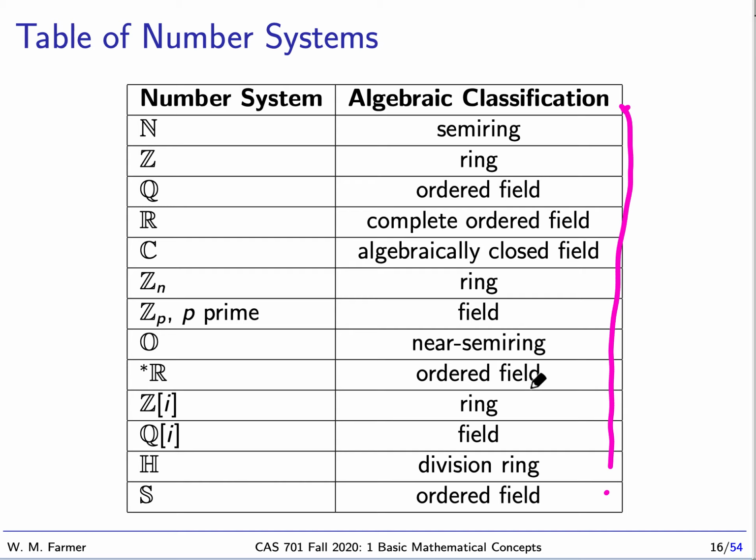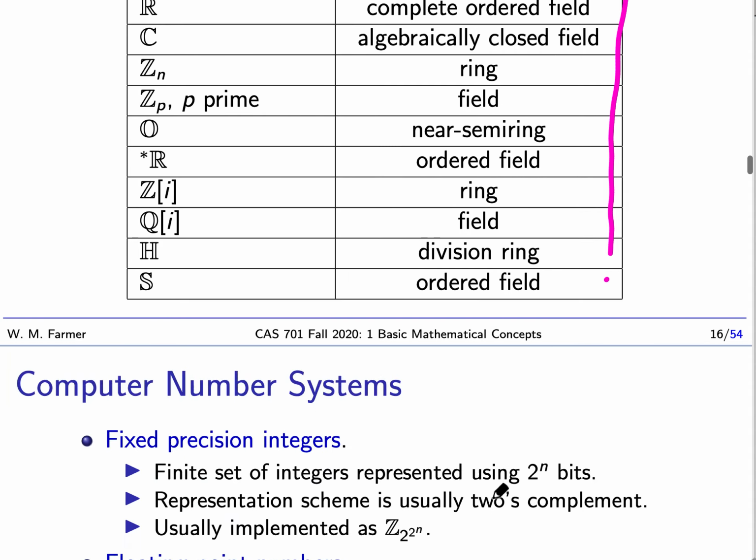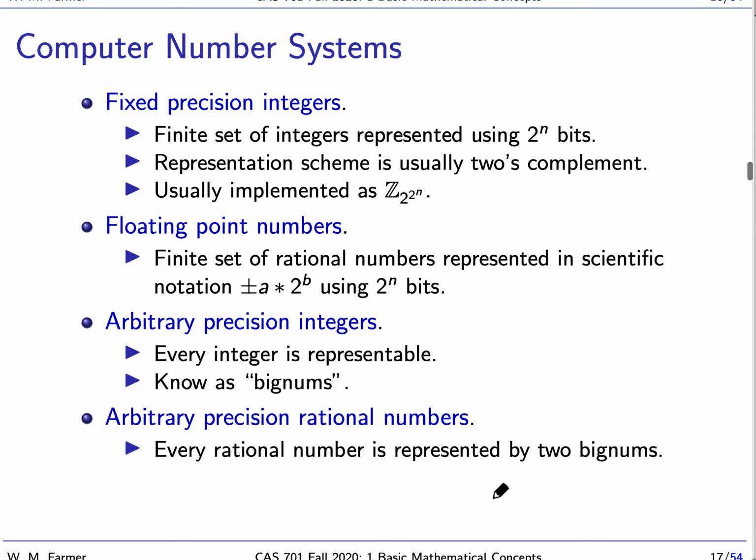I've already mentioned that the hyperreals are an ordered field, and the Gaussian integers are a ring. The Gaussian rationals are a field. The quaternions are almost a field, except multiplication is not commutative, so it's just a division ring. And S, the surreals, are an ordered field. Like I said, in some sense, the biggest ordered field.